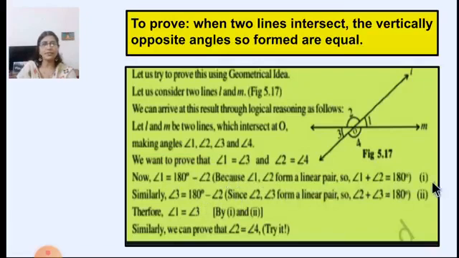Now you can see these two are equation number 1 and equation number 2. Angle 1 is equal to 180 degree minus angle 2, and angle 3 is also equal to 180 degree minus angle 2. So from these two equations, we can write therefore angle 1 is equal to angle 3. Angle 1 is equal to angle 3 means they are vertically opposite angles and they are equal. Similarly, we can prove angle 2 is also equal to angle 4. Hence proved that when two lines intersect, the vertically opposite angles formed are equal.